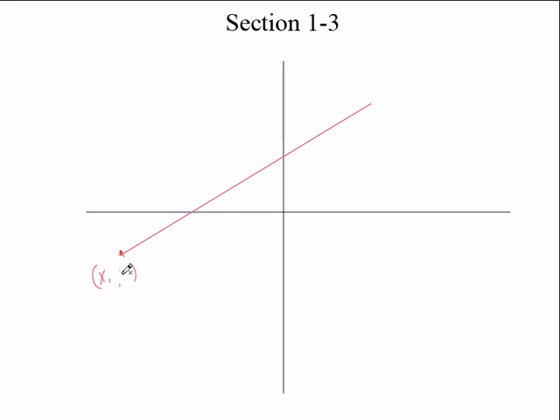So x1 and y1. That's my 1 point. You got it? My number 2 point is up here. Good. I'm going to call that x2, y2. So I've got my 2 points. What I want to do is find what? I'm not looking for the distance. We did that yesterday. What are we finding today? The midpoint. That's good.